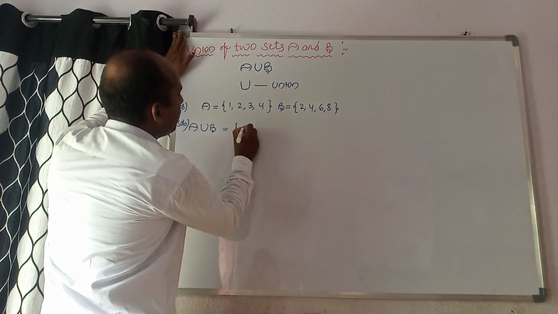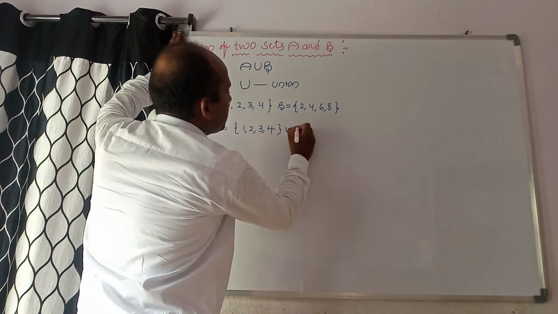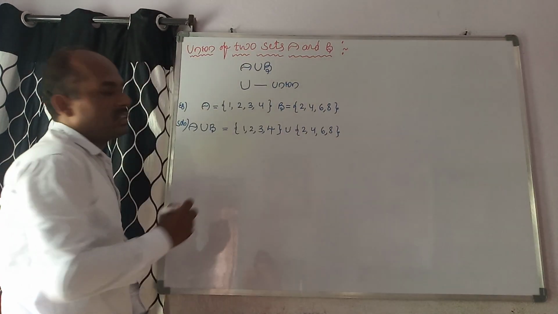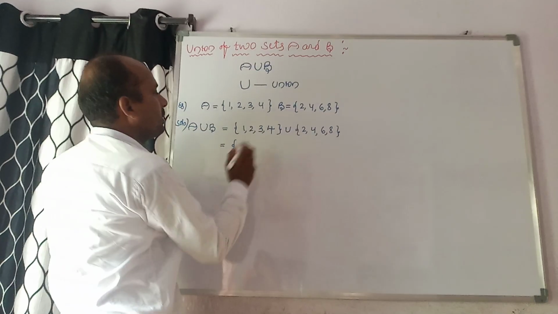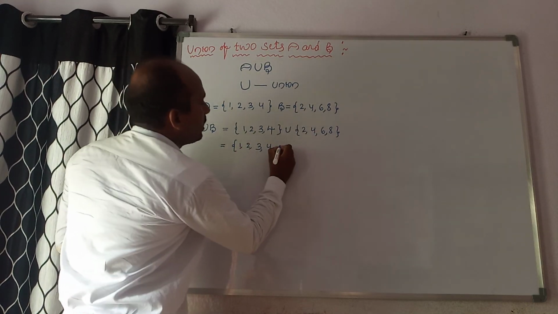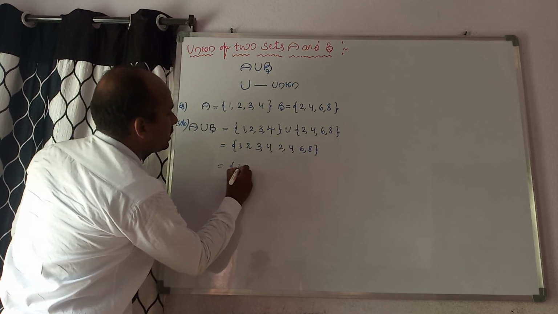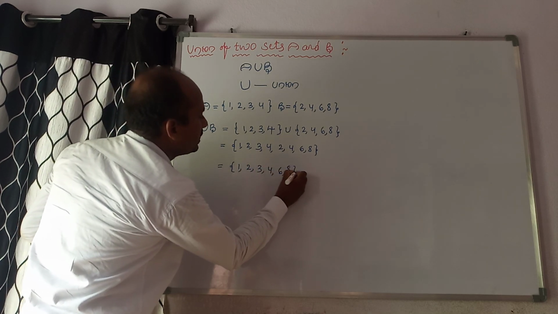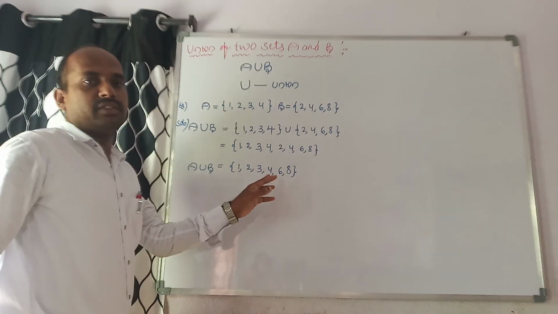This is the set {1, 2, 3, 4} union the B set {2, 4, 6, 8}. That means we have to write down all the elements of A and B, that is 1, 2, 3, 4, and next 2, 4, 6, 8. Repeated elements we write down only one time: 1, 2, 3, 4, 6, 8. So this is the final set. A union B is equal to the set {1, 2, 3, 4, 6, 8}.